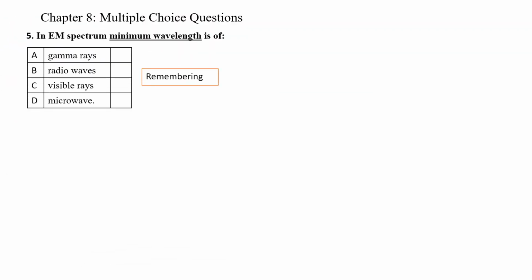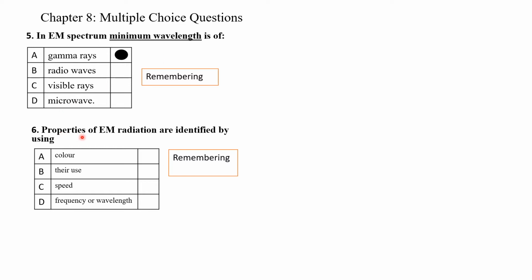Next question. In the electromagnetic spectrum, the minimum wavelength is of, again, this is also something we have to recollect from the table of the electromagnetic spectrum. So recollecting, the minimum wavelength is of gamma rays. Remember here, the minimum wavelength, corresponding to the highest frequency, is that of gamma rays. You have to remember this.